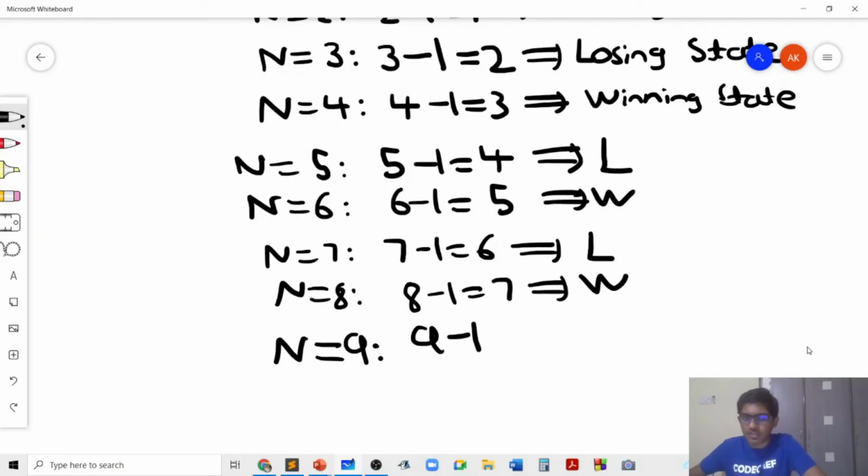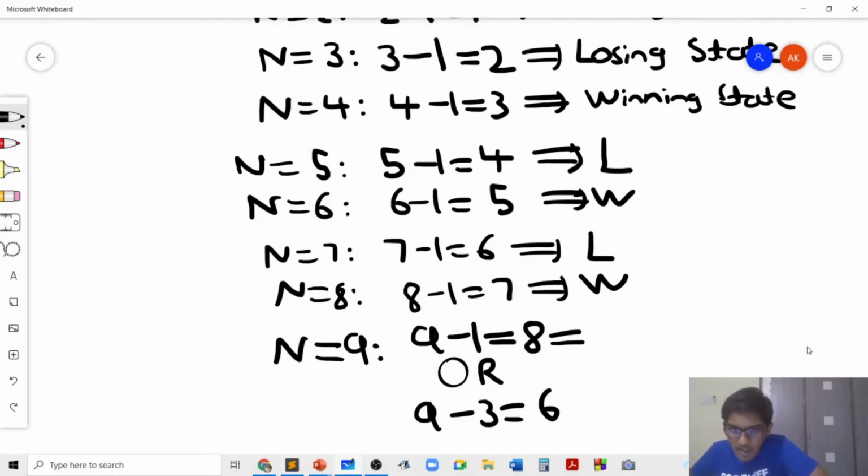So one option is in which we can do 9 minus 1, which is 8. And the second option is in which we can do 9 minus 3, which is 6. So in the first option, if you notice, when we subtract 1 from 9, we go to a winning state. That's why this is going to be a losing way for 9. And even in the other case, when we subtract 3, this is also a losing state for 9.